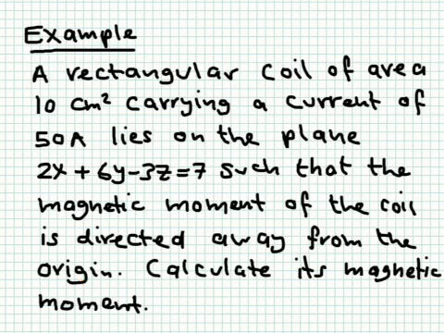This statement here, the magnetic moment is directed away from the origin, is very important because the magnetic moment of a loop is by definition normal to the plane of the loop. And there are two normals to any plane, one in one direction, one opposite to it. So we have to determine which unit normal we should use. So this is why the statement is saying that we have to consider the one that is directed away from the origin.